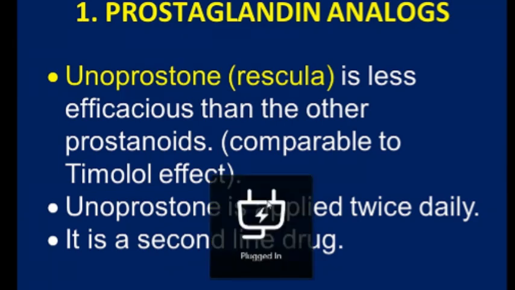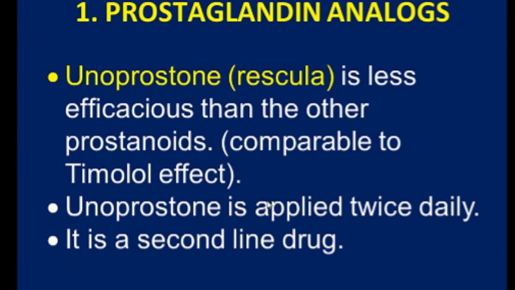Unoprostone is considered the less efficacious prostaglandin we have. So it has a lower effect than other prostaglandins. Normally our prostaglandins are administered once daily, usually at night. But unoprostone is administered twice daily, and it's usually the second line of drug. But our other prostaglandins are usually the first line of drug during glaucoma treatment.